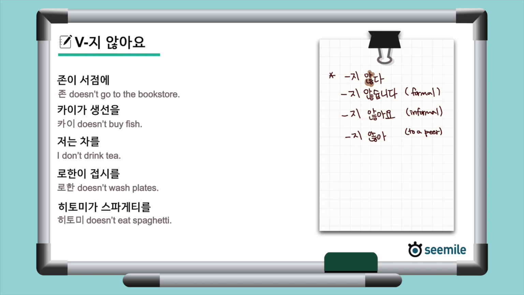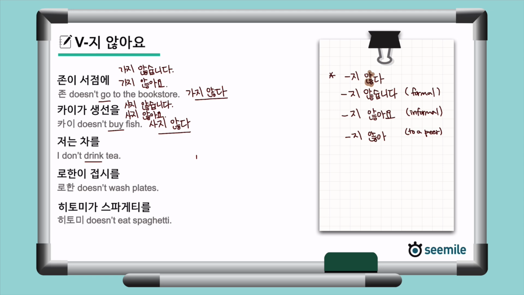Let's practice this. To go, 가다. Not to go, 가지 않다. John doesn't go to the bookstore. With formality, 존이 서점에 가지 않습니다. Without formality, 존이 서점에 가지 않아요. To buy, 사다. Not to buy, 사지 않다. With formality, 카이가 생선을 사지 않습니다. Without formality, 카이가 생선을 사지 않아요.